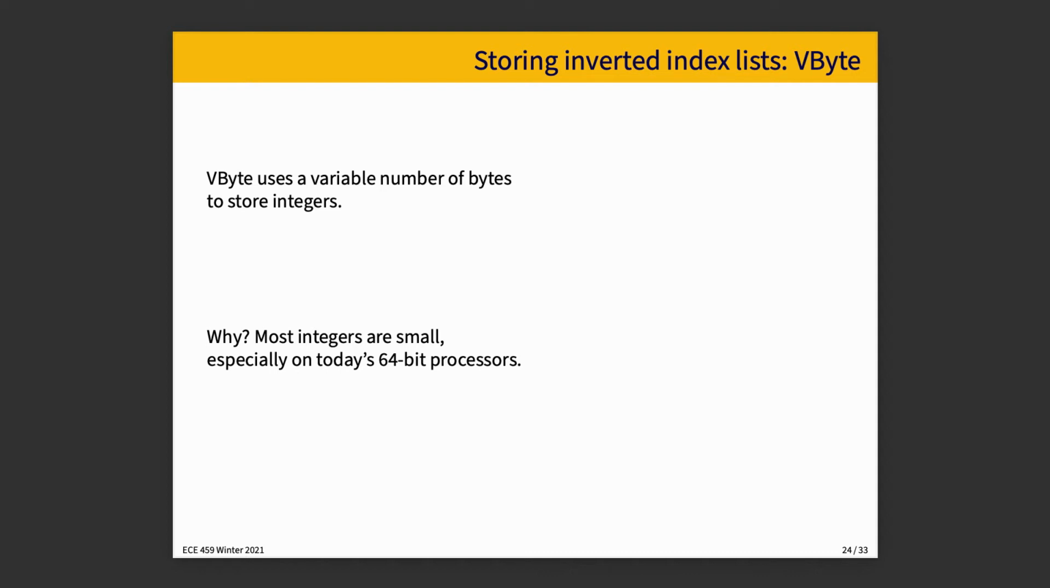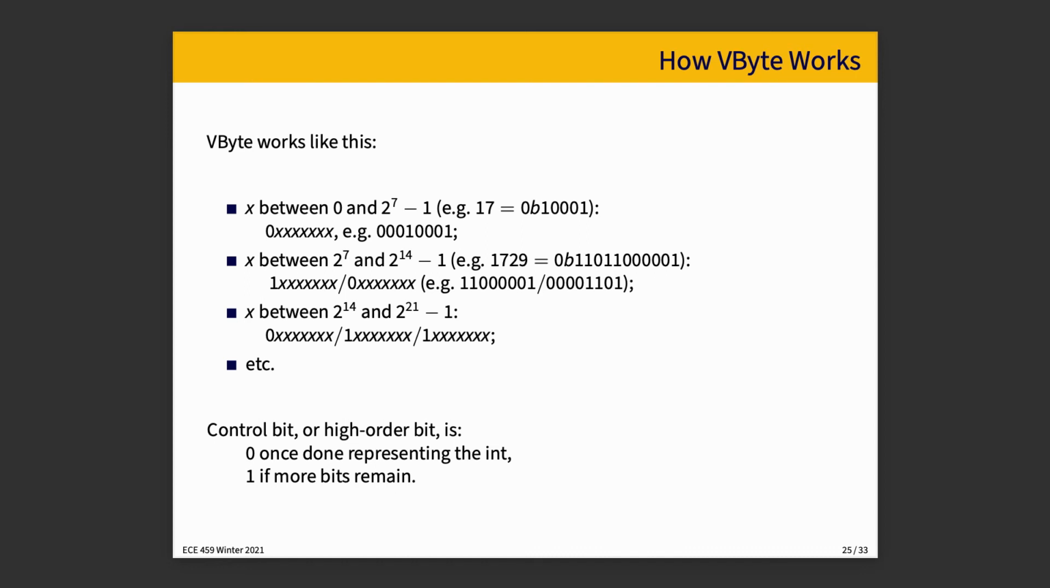So that's the approach. And we expect to benefit because most integers in the scenario we are describing are small, and small in this sense is in comparison to the maximum value that can be stored when we're talking about a 64-bit type. If it's a word size where the processor is 64 bits, that makes it easier to do this efficiently. So VByte works like this.